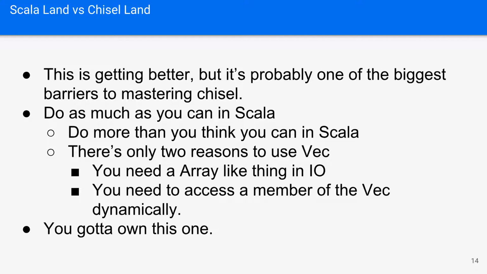And so, back to where we are. Vec is another good example. A lot of people want to use Vec early and often, and the answer is don't do that. There are only two reasons, in my opinion, to ever use a Vec. One is in your IOs, if you need like 40 UInts all in a stack together, and the only way to do that, short of writing down 40 UInts, is with a Vec. The other is if you want to dynamically access a member of the Vec. That means you're going to use some other wire as an index to pick which value out of a Vec you want to take, then you need to use the Vec.